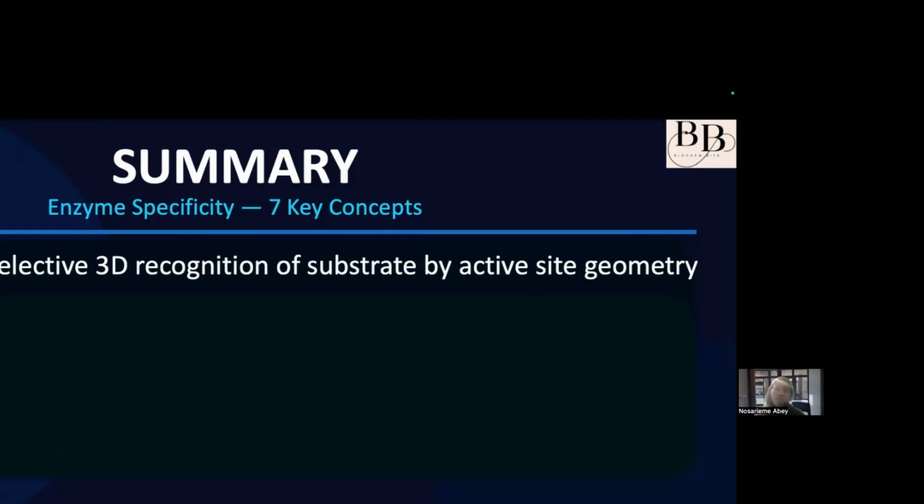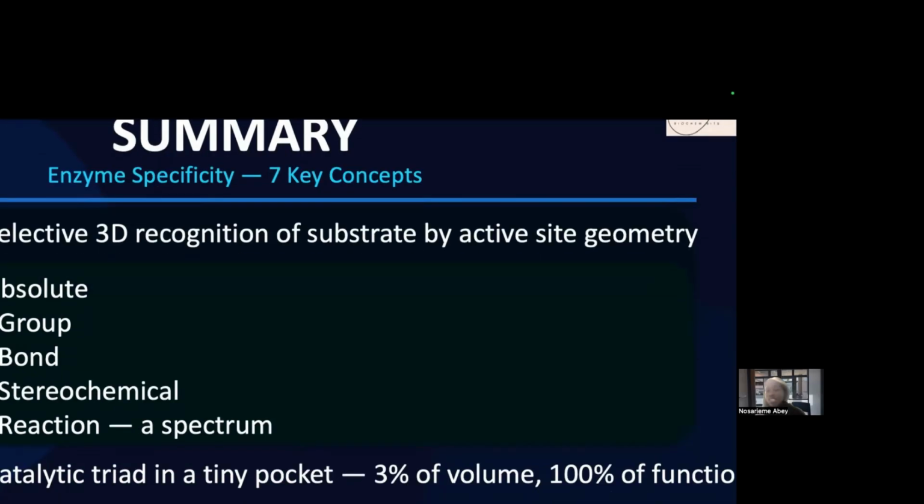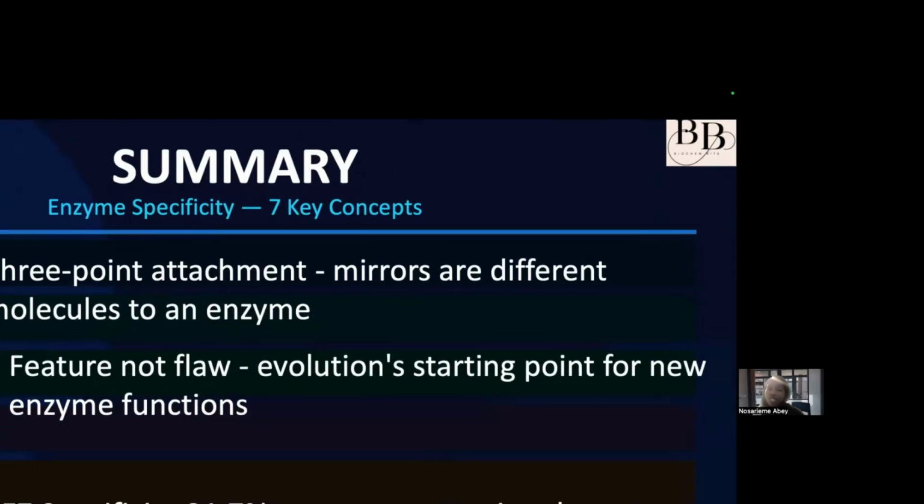So I see that without even having to run a single lab experiment, you might be able to predict some movement. So in summary, we looked at the three-dimensional recognition of the substrates by active sites, and then we looked at the different groups. We talked through absolute, group, bond, talking about the linkage as well as the reaction spectrum. And then we looked at the active site triad, looking at that pocket, what are the things that are responsible for the function to be able to progress. And then I think we also touched on the models, lock and key versus the induced fit, and some of the limitations that they had.